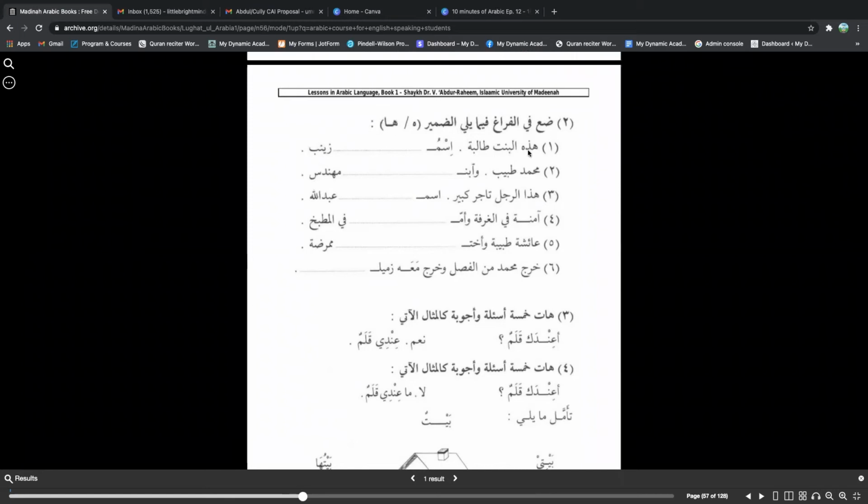Okay. So هذه البنت طالبة. So we're referring to a woman. So would we say ismuhu or ismuha? Since it's a woman, we have to say ismuha because that refers back to she or her. Okay. Ismuha Zainabu. Okay. Muhammadun tabibun. Wa ibnu. So it can't be ha because it's referring back to Muhammad, who is a man. So it had to be ibnuhu. Wa ibnuhu, hamzat wasl, so you go right to the ba.